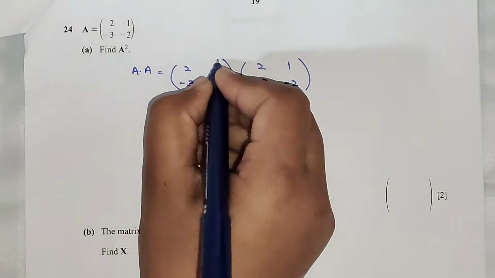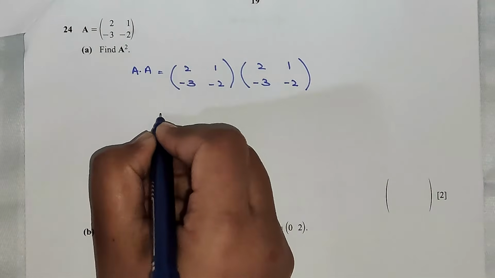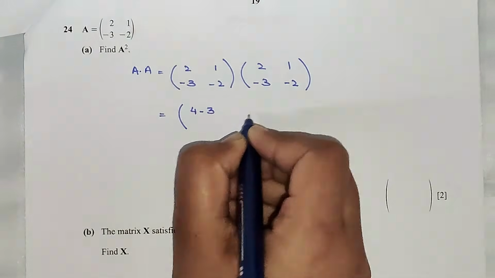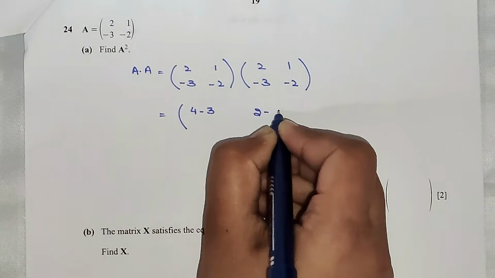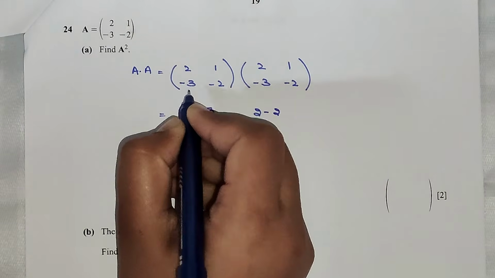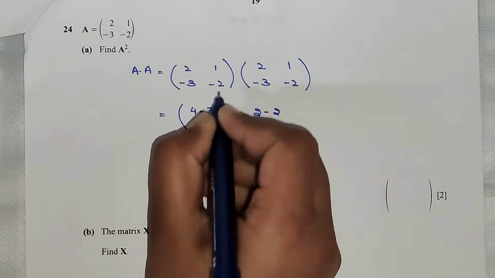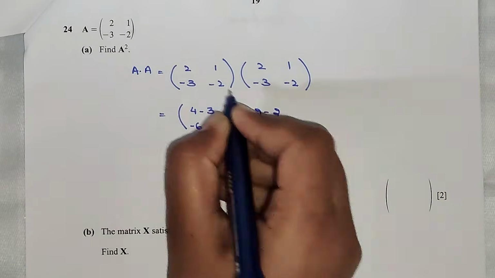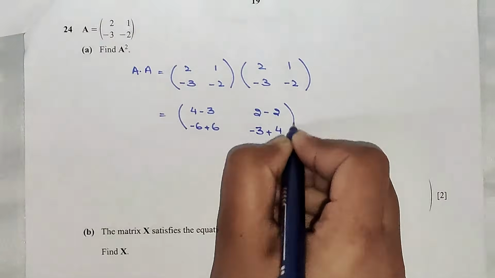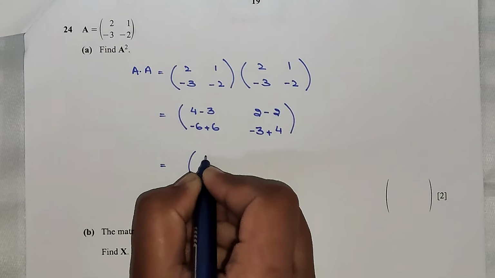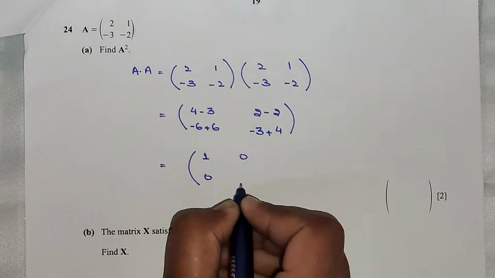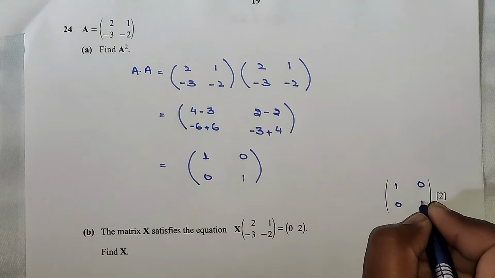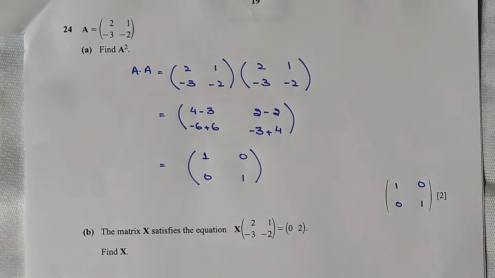So rows are going to multiply with the columns. 2 times 2 would be 4. 1 times -3, -3. 2 times 1 would be 2. 1 times -2, -2. -3 times 2 would be -6. 2 times -3 would be +6. -3 times 1 is -3. -2 times -2 would be 4. So what would it be? So we have 1, 0, 0, and 1. So A square would be an identity matrix 1, 0, 0, 1 of order 2 cross 2.